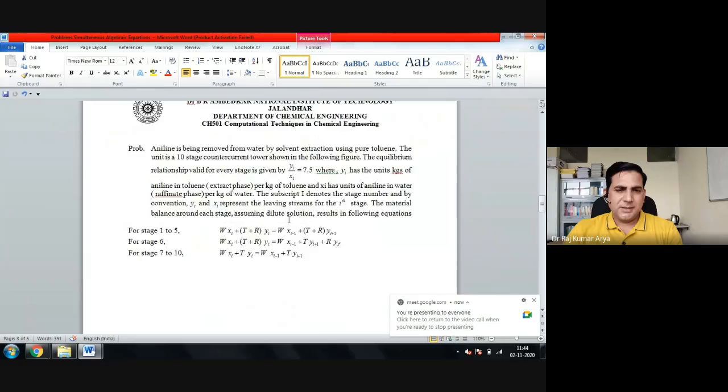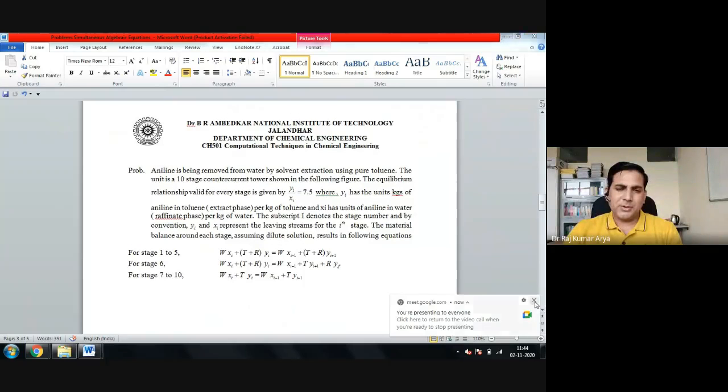This is actually another column in the category of simultaneous algebraic equations. So here you have aniline being removed from water by solvent extraction using pure toluene. The unit is a 10-stage countercurrent tower shown in the following figure, which you will see later.